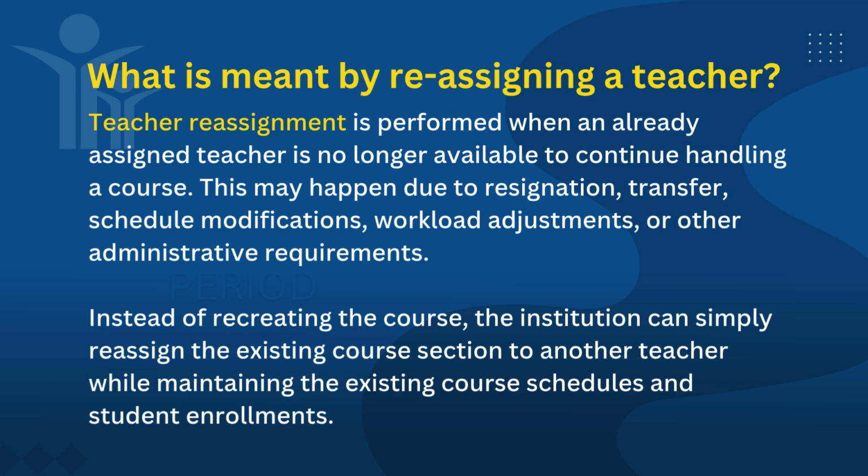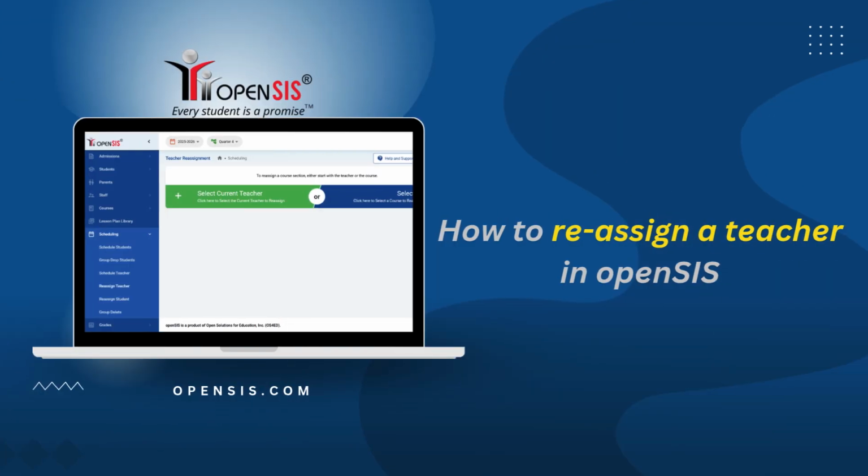In openSIS, teacher reassignment is performed when an already assigned teacher is no longer available to continue handling a course. This may happen due to resignation, transfer, schedule modifications, workload adjustments, or other administrative requirements. Instead of recreating the course, the institution can simply reassign the existing course section to another teacher while maintaining the existing course schedules and student enrollments.